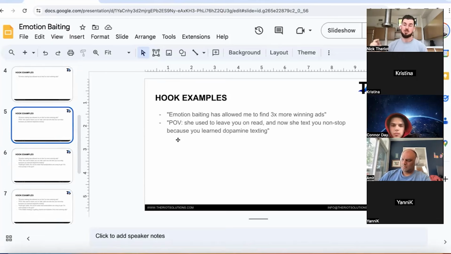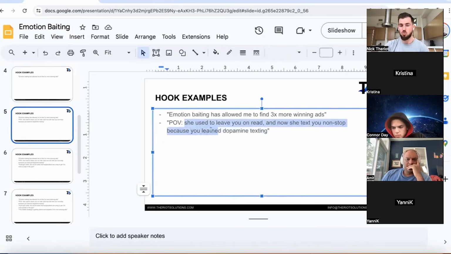Okay, let's go back to our 3 key things for a hook. 3 key things for a hook: it calls out your ideal customer, it sparks curiosity, and it implies a benefit. So here we're calling out our ideal customer, basically a guy struggling with girls. Now, I don't say, hey, you're struggling with girls. I'm just simply describing the problem that we're solving. And that problem is specific to a type of customer.